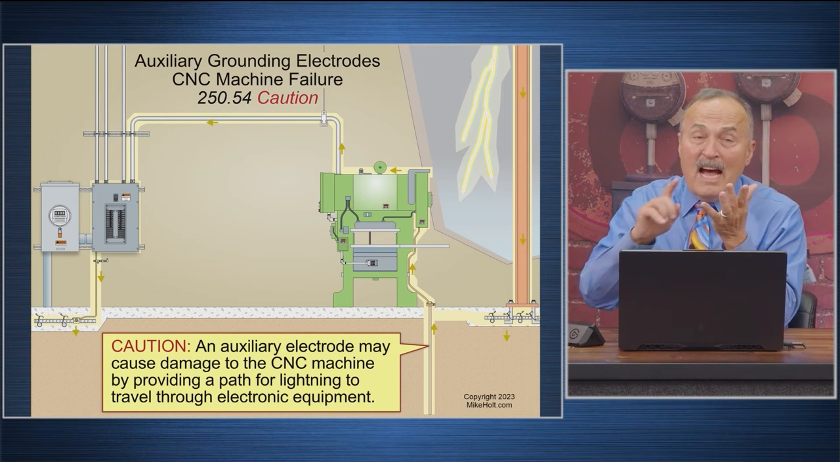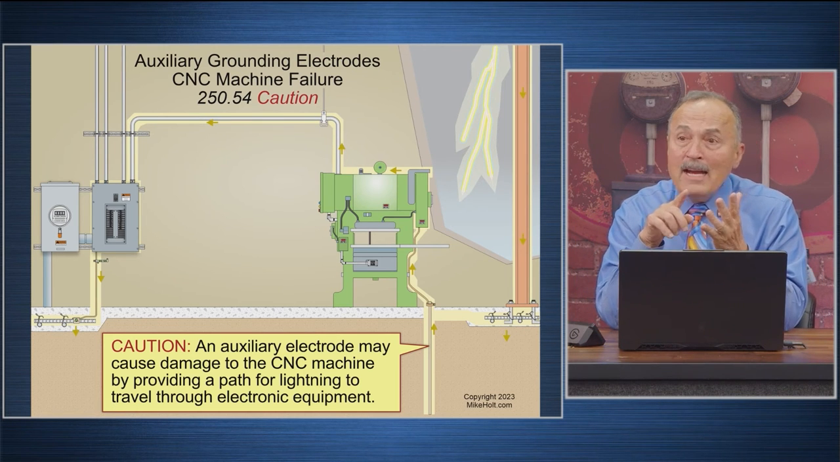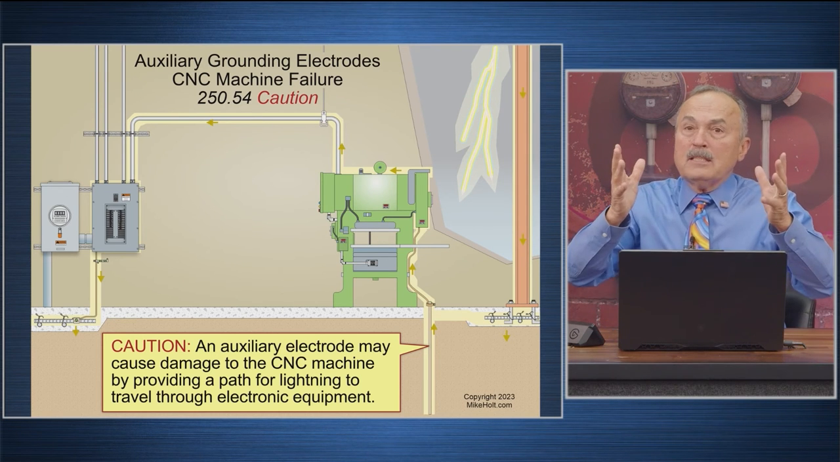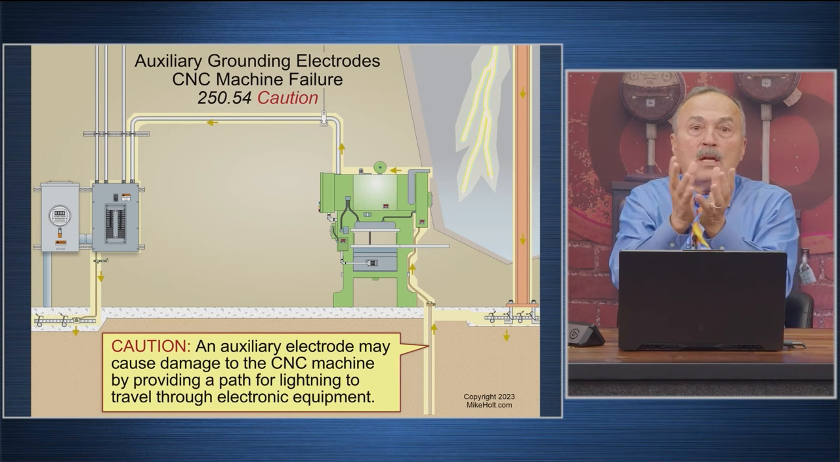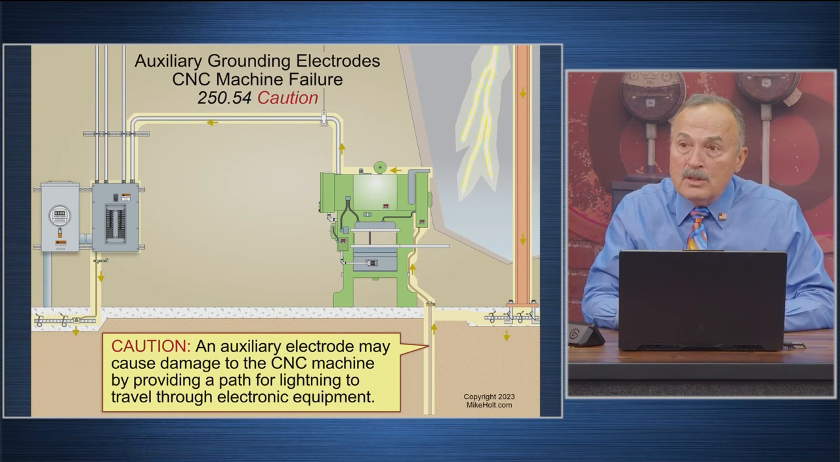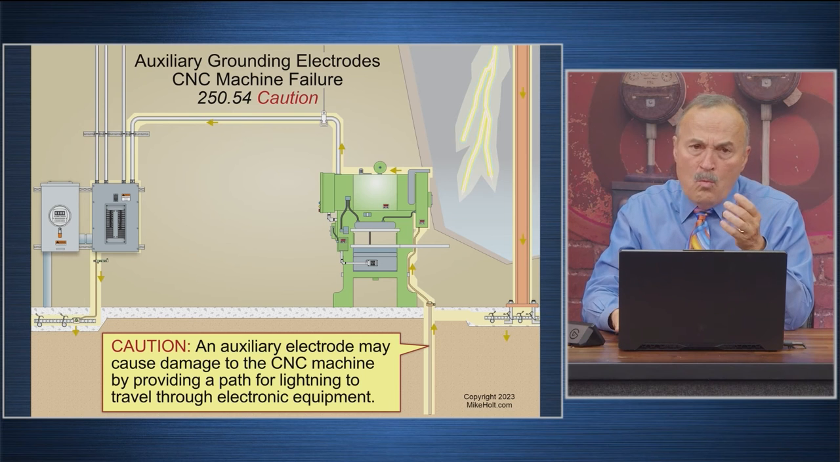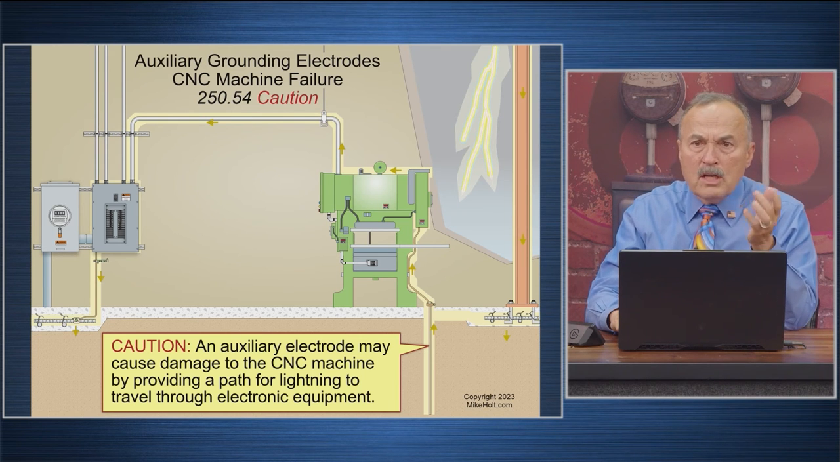The last thing you want is high frequency, high current going through your electronic equipment and creating this explosive electromagnetic pulse, right? EMP right next to your electronic equipment. That's not what you want to do. But they don't know that. They're thinking, well, we want to make sure that we have a connection to the earth.